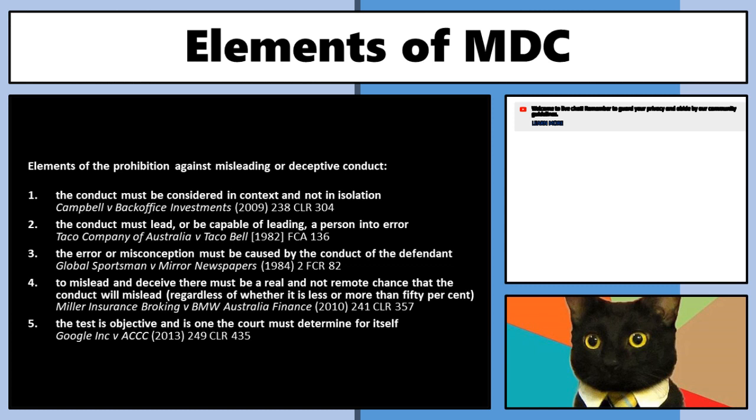Okay, so a couple of things to note, and I'll talk about some cases, some fun cases. So you've got 5 elements. Strictly speaking, the last one's not an element; it's just an explanation of the test itself. But it's really something that is left up to the court to do. It's not something that the parties can go through and do.